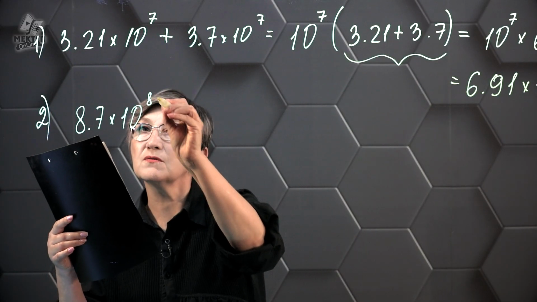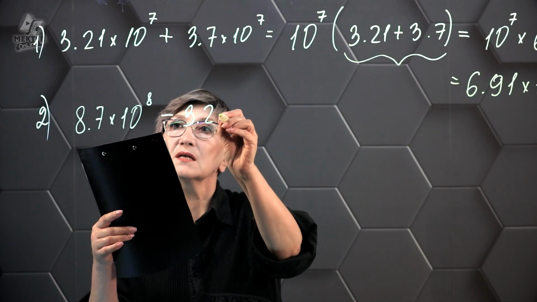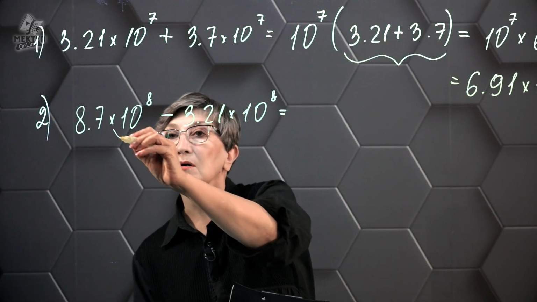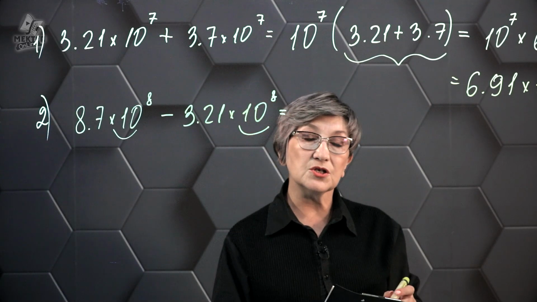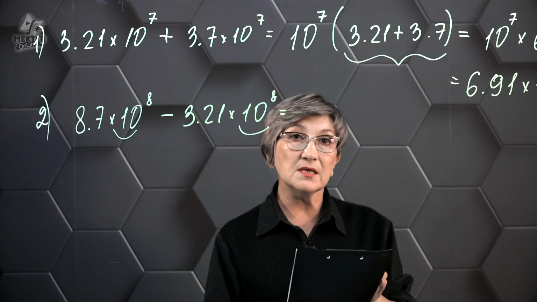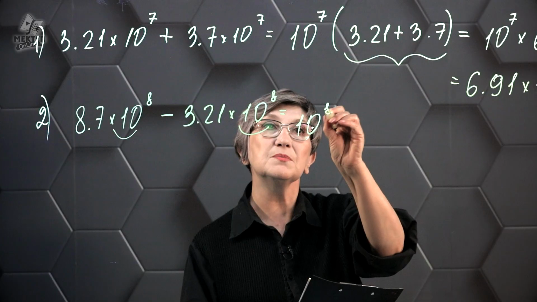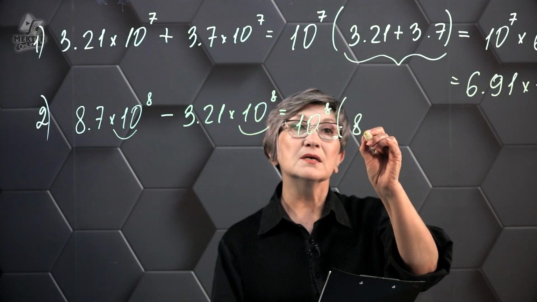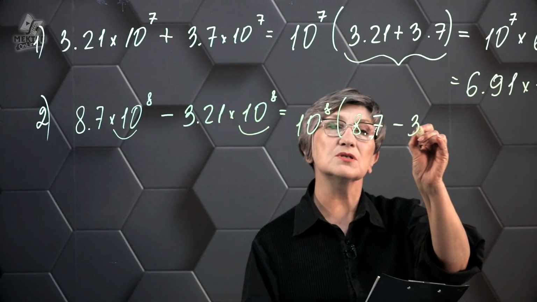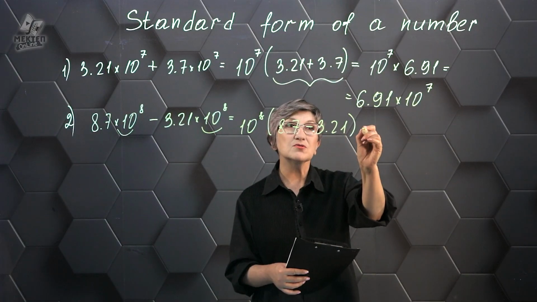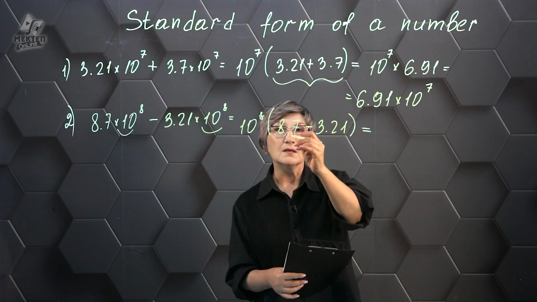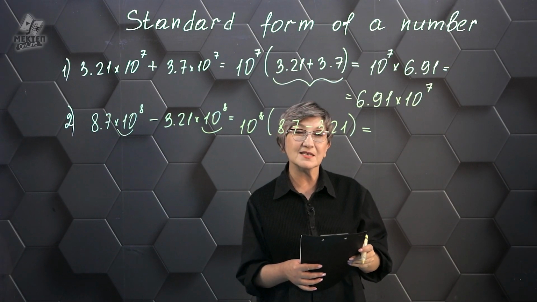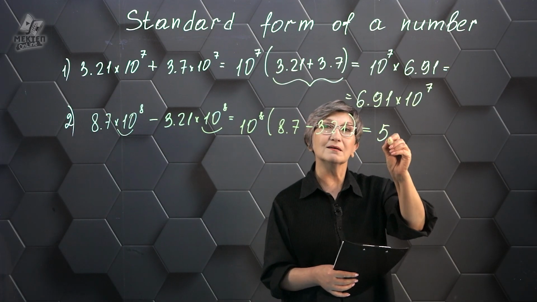8.7 times 10 to the power of 8 minus 3.21 times 10 to the power of 8. We can see that in the way our numbers are written, there is the same factor of 10 to the power of 8. That's why I can take 10 to the power of 8 out as a common factor. And then, in the brackets, I'll write 8.7 minus 3.21. And as a result, I can find the value of the difference of the numbers 8.7 and 3.21, that's 5.49.